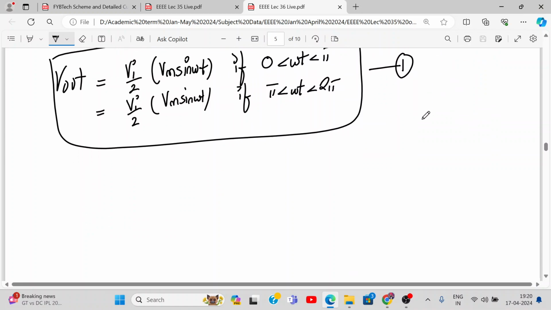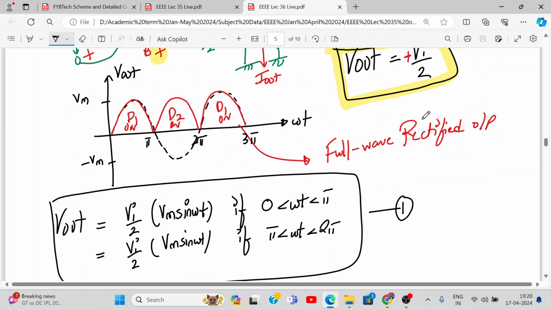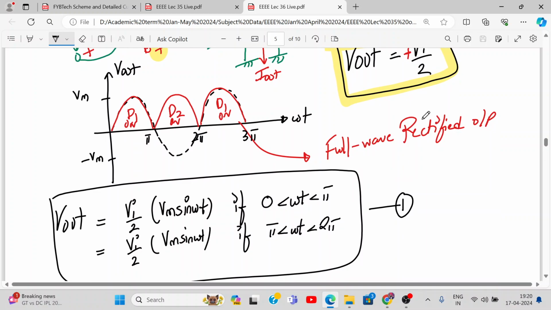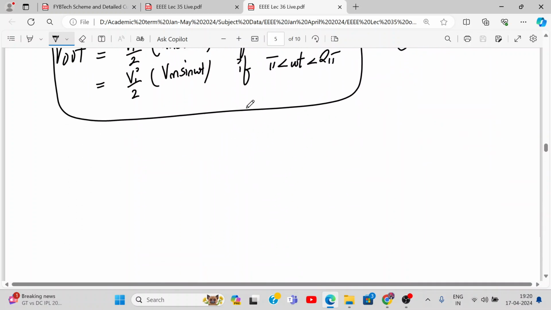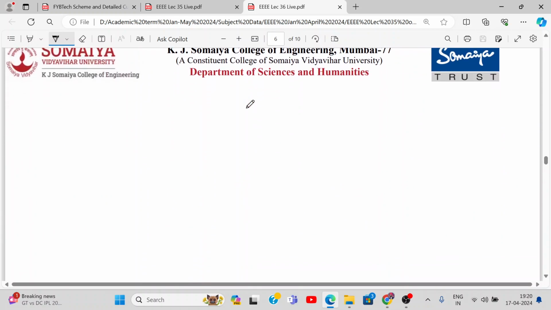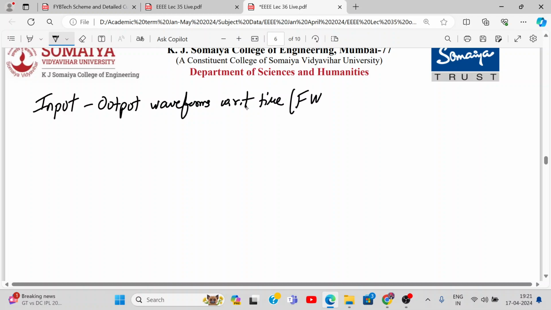So let's start. Sir, one second, the graph. The graph will be drawn again. Okay. So let's properly draw the input output waveforms. Write down input output waveforms with respect to time for full wave center tap rectifier.